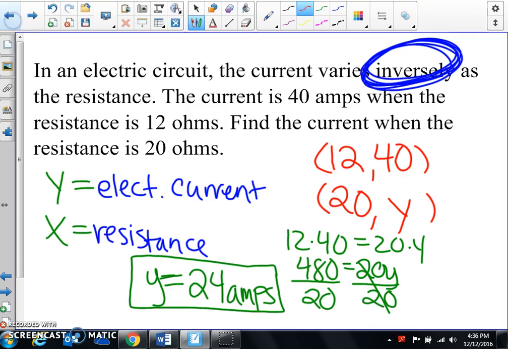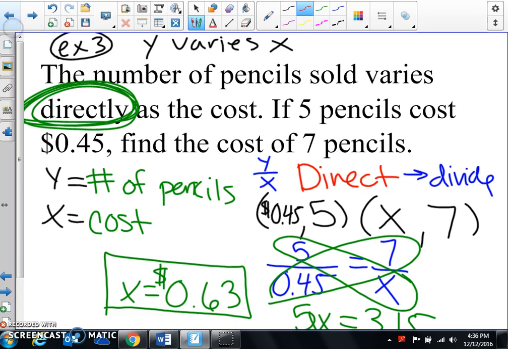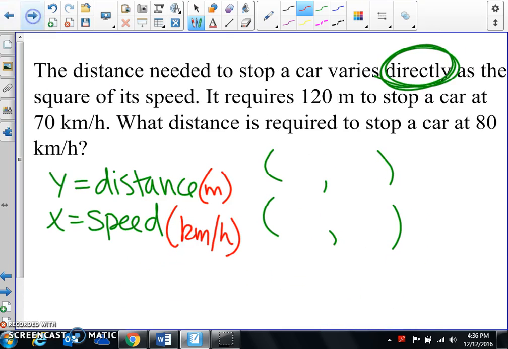Let's go back to the other two real quick too. Electrical current, the Y's was the amps. And this is ohms. And then the number of pencils is just a number, and then cost is money. All right. We should have been doing that the whole time.